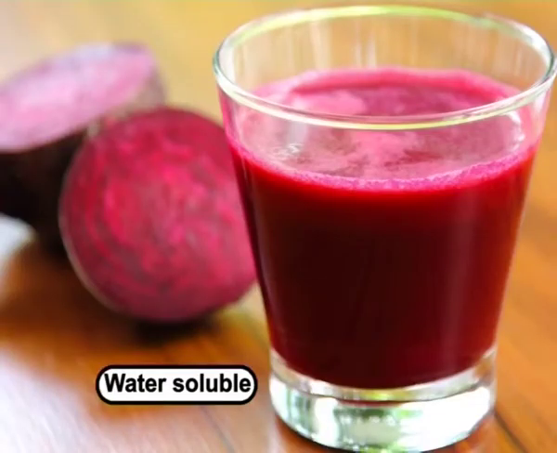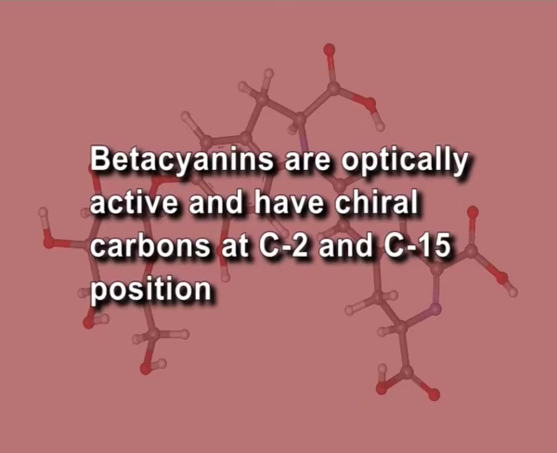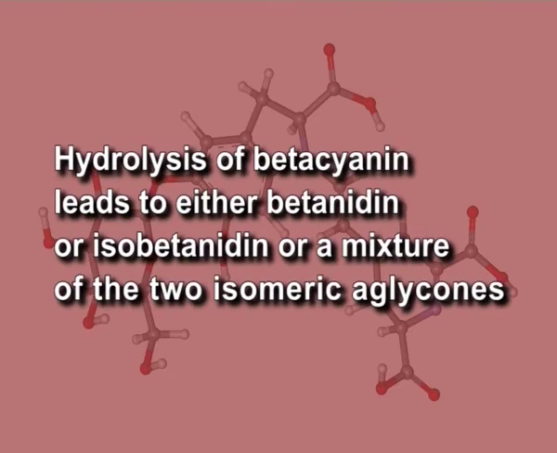They are present in the vacuoles and are water soluble in nature. The general formula of betalains represents condensation of primary or secondary amines with betalamic acid. Betacyanins are optically active and have a chiral carbon at C2 and C15 position. Hydrolysis of betacyanin leads to either betanidin or isobetanidin or a mixture of the two isomeric aglycones.